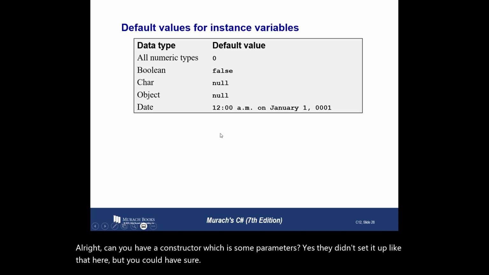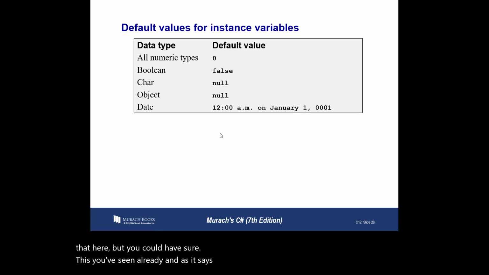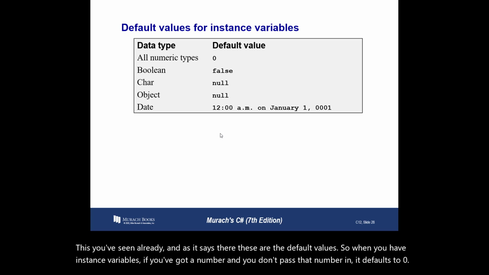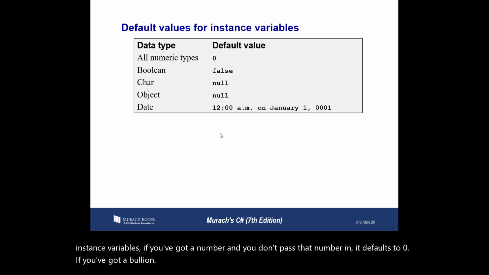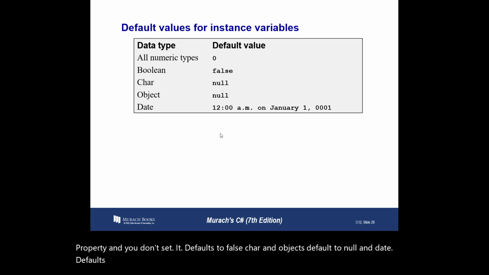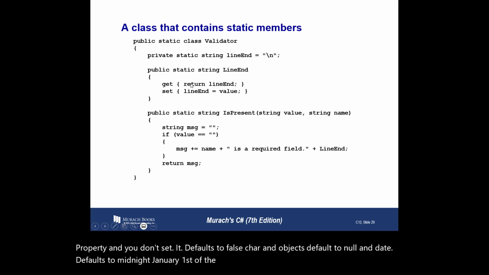This you've seen already, and as it says there, these are the default values. So when you have instance variables, if you've got a number and you don't pass that number in, it defaults to 0. If you've got a Boolean property and you don't set it, it defaults to false. Char and objects default to null, and date defaults to midnight, January 1st of the year 1.